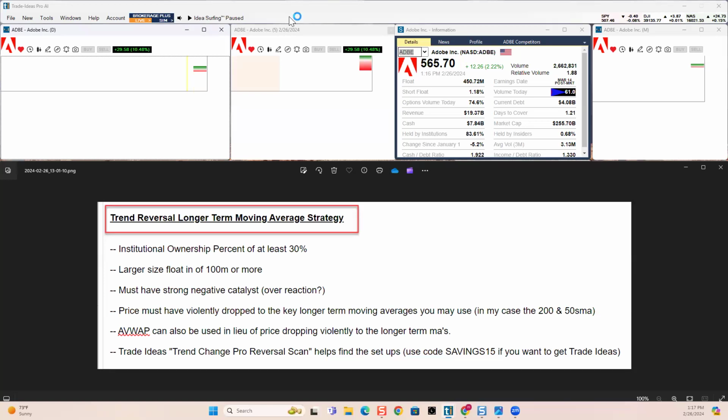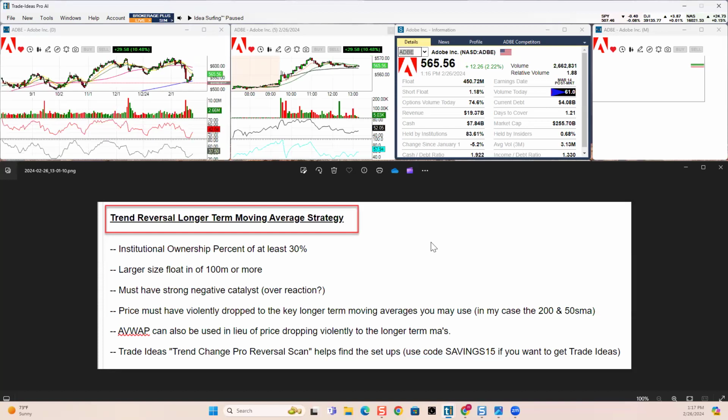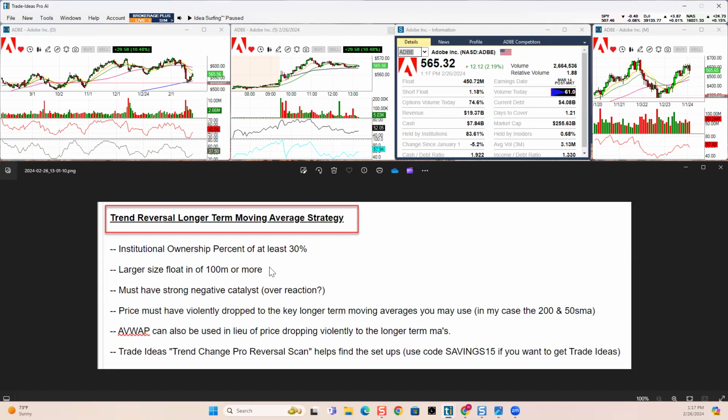So to recap, this strategy, if not a strategy, the concepts: you're looking for stocks with an institutional ownership percent of at least 30. You're looking for a larger float of at least 100 million or more in the float. You're looking for a strong negative legit catalyst, in this case earnings.